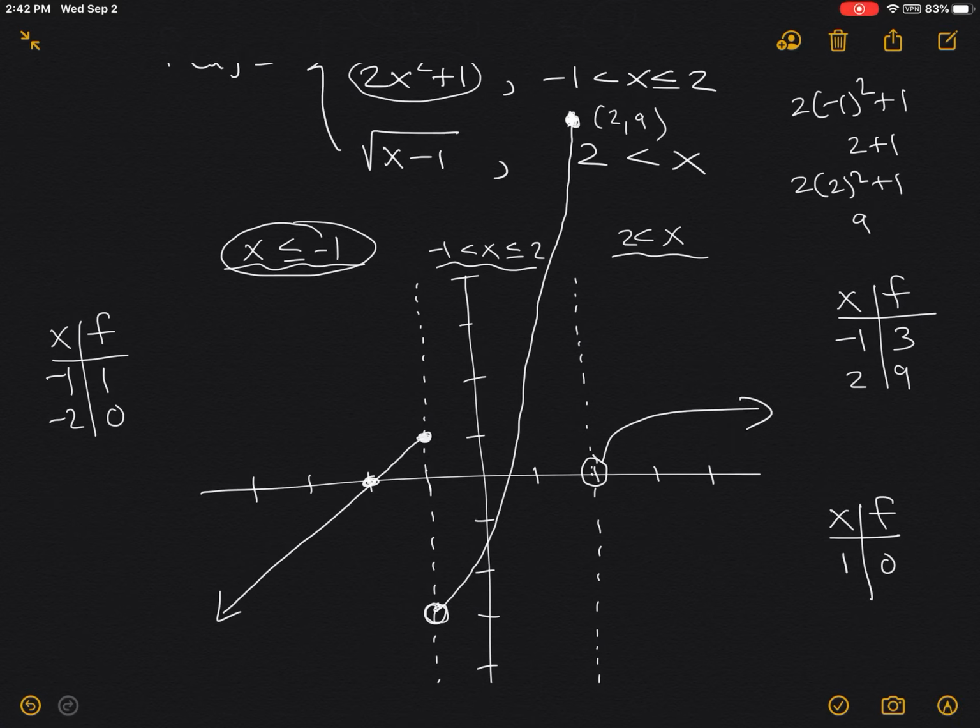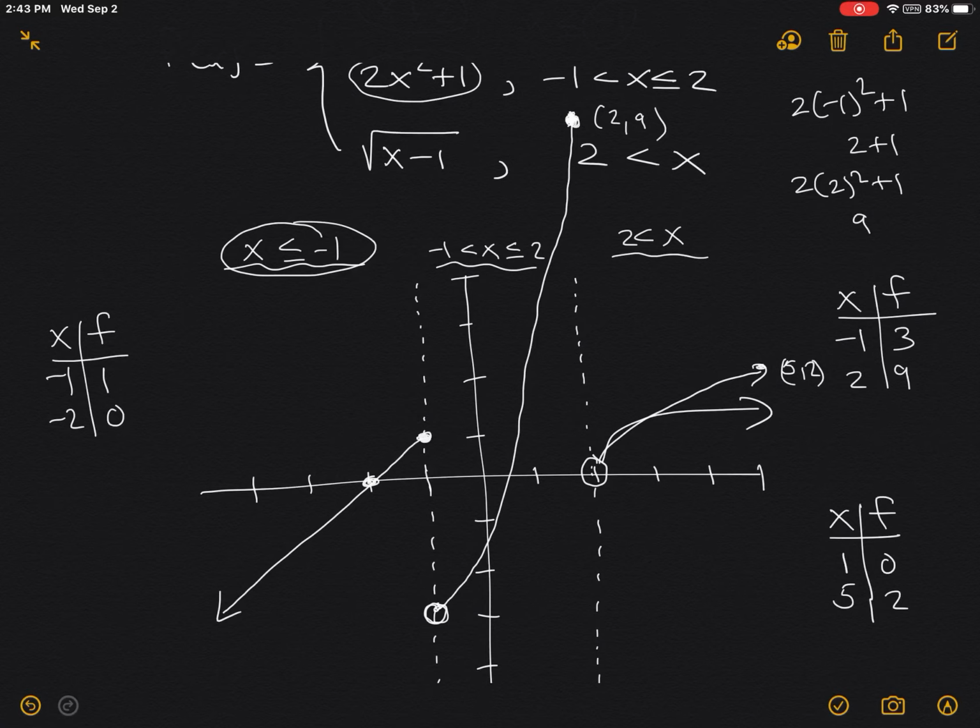Let's say you wanted to plug in 5. 5 minus 1 is 4, square root of 4 is 2, right? So 1, 2, 3, 4, 5, 5 comma 2, maybe right there. We'll extend this graph right here. Okay, so if you want your graph to look a little bit more accurate, that's what it would look like. All right. So that's all there is to it in terms of graphing a piecewise function.